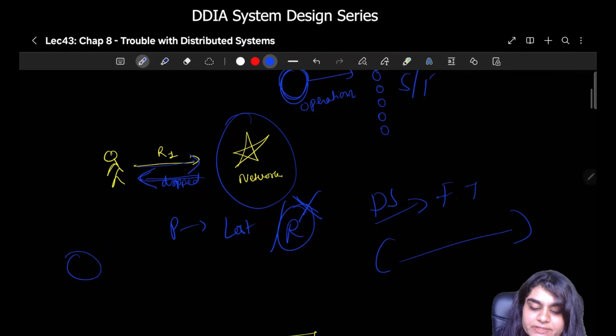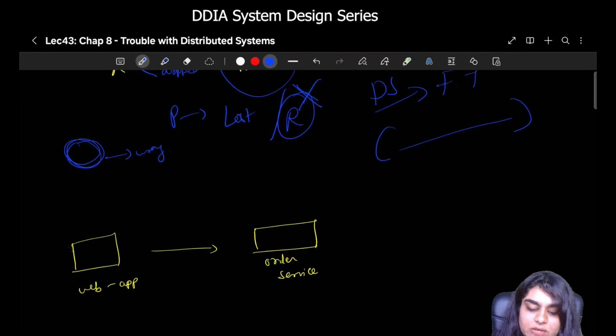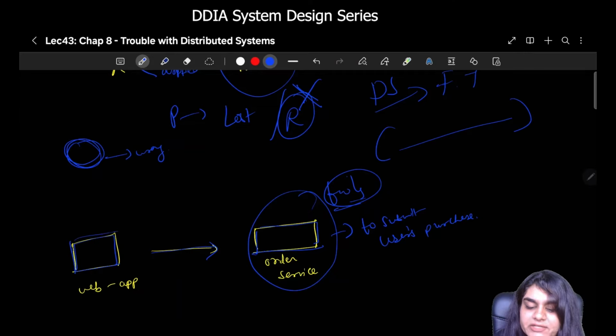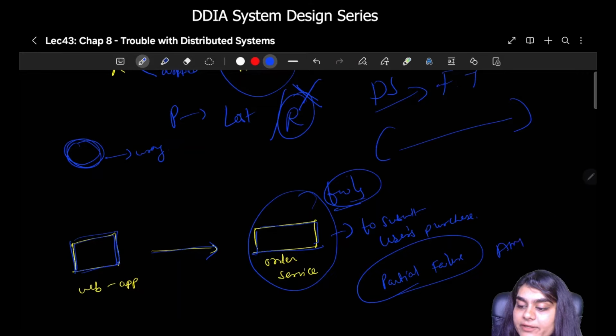Even simple sounding situations can go wrong. Imagine a web app that calls an order service to submit a user's purchase. If this service fails or becomes suddenly very slow, any client code waiting for the response will hang unless it has timeouts or retries. In a complex system, one service can call another service. It's a kind of a chain. So any partial failure can be amplified by long chains of synchronous calls.